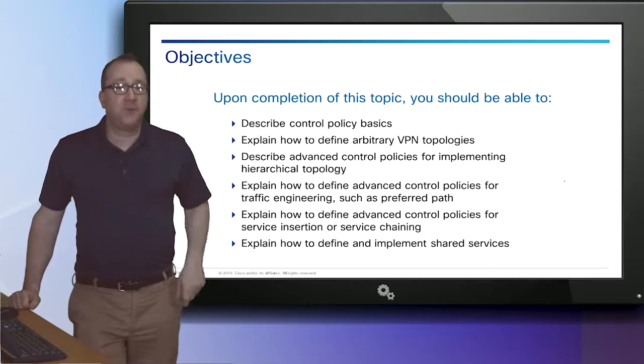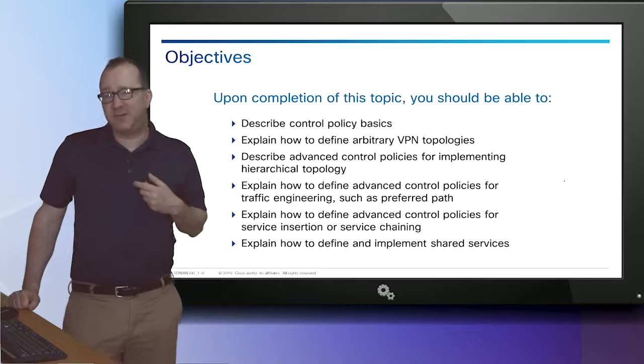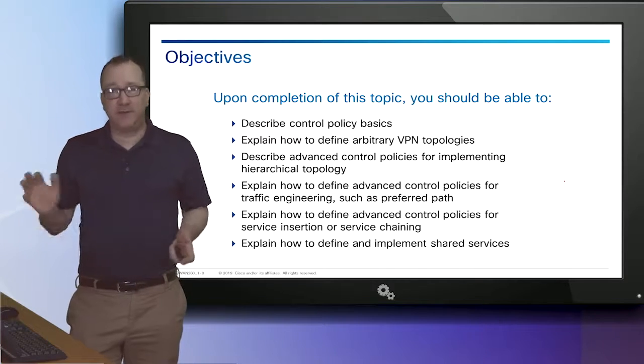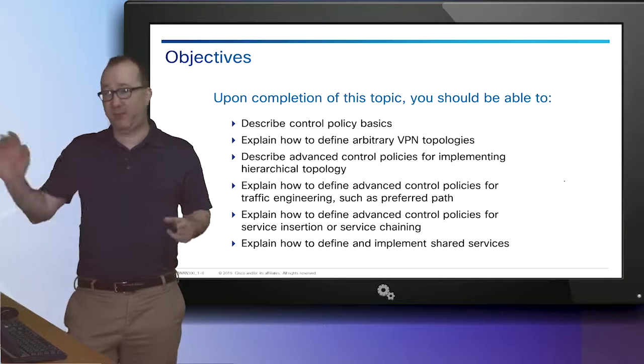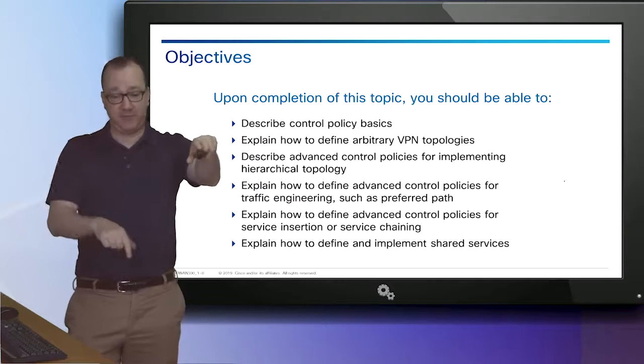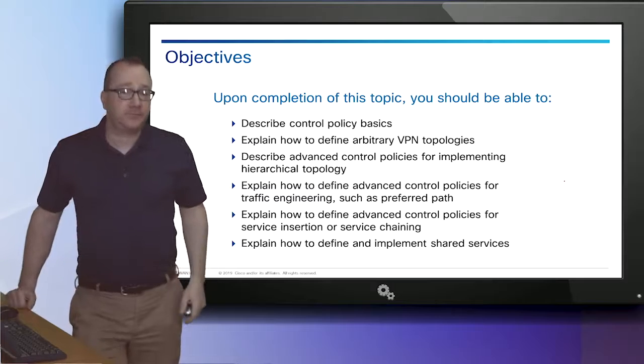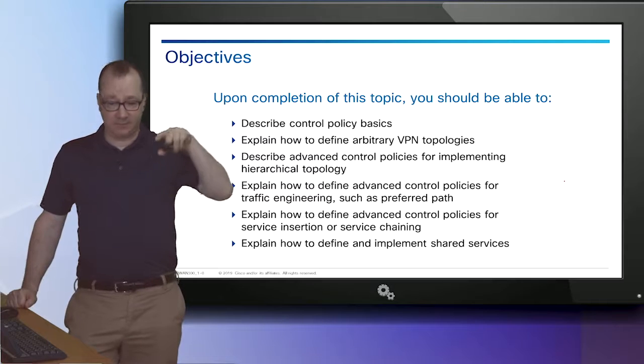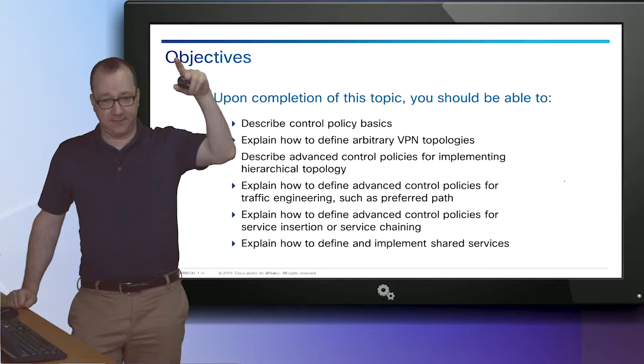Okay. So once we're done with this topic, you should be able to describe control policy basics and how to define arbitrary VPN topologies, and by arbitrary I mean this VPN has to talk to that VPN through this VPN, etc. And we're also going to talk about describing those advanced control policies and implementing any hierarchical topology, which means stuff needs to route from this site to that site to that site.